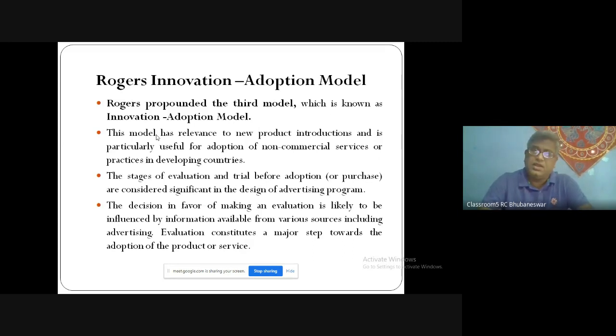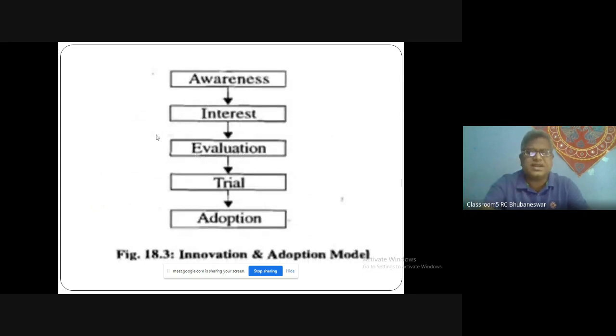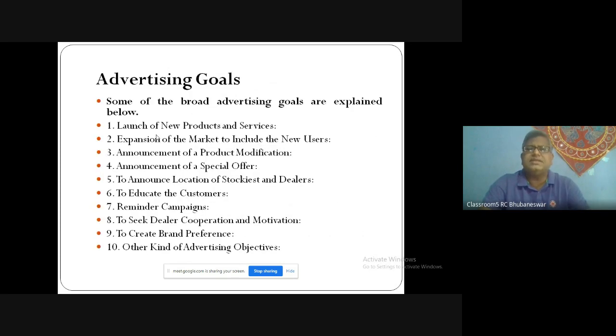Rogers' innovation and adoption model is also there. It is the third model, and it describes new product introduction and the useful adoption of non-commercial services or practices in developing countries. In the innovation and adoption model, there are five parts. One is awareness about the product, then creating interest, then evaluation, then trial, and then adoption. So these are the issues through which the three models work.